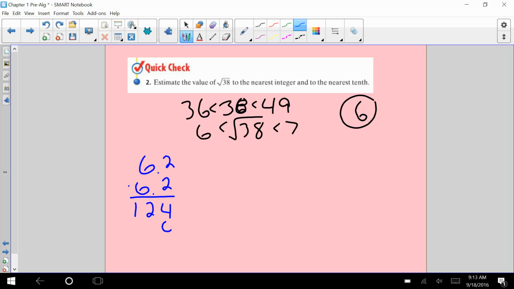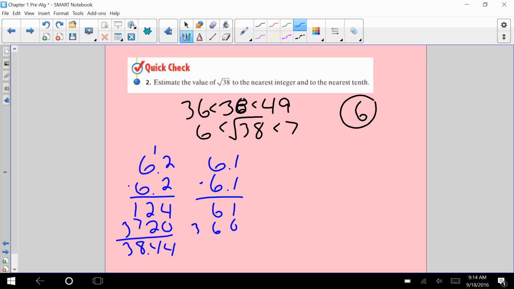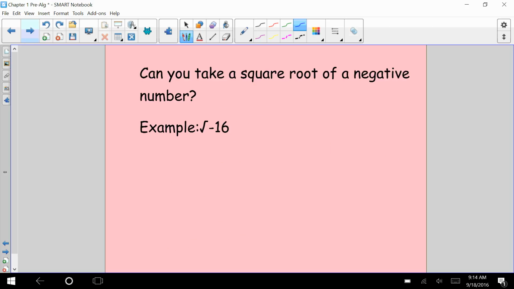So I square 6.2 to see what I get. I get 38.44. That's pretty close. It's a little high, so let's see if 6.1 is any closer. This is 37.21. 38.44 is actually closer, so my estimate is going to be 6.2.